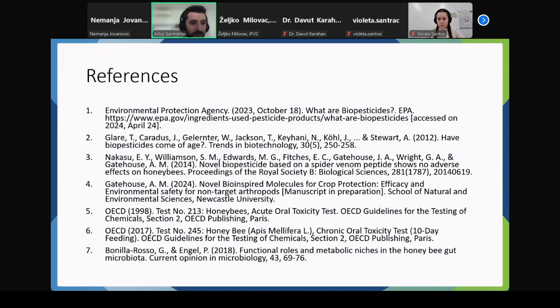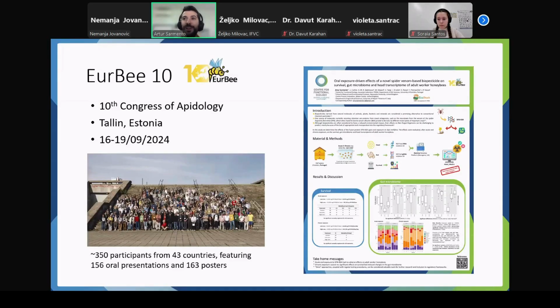So here I have the references for the work, and just to give a small update for those who were not there: we participated in ERB, the 10th edition of this congress, which is one of the biggest congresses in Europe. It took place in Tallinn between the 16th and the 19th of September, and it had around 350 participants from 43 countries, with 156 oral presentations and 163 posters.